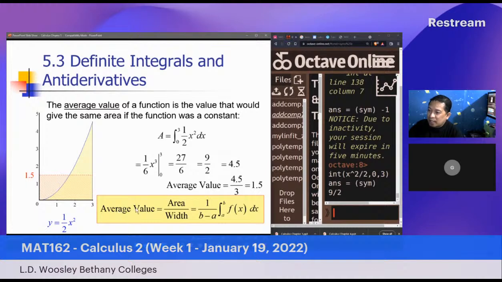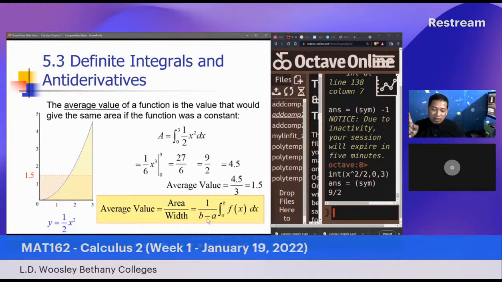Now, the average value, area over width. So, it will be B minus A. B minus A is 3 minus 0, so 3. Kaya kung ano man yung sagot dito, 4.5 over 3. Now, that becomes 1.5. Okay, 1.5. So, depende yan doon sa area over width.